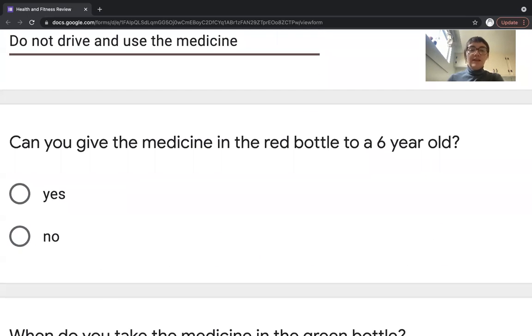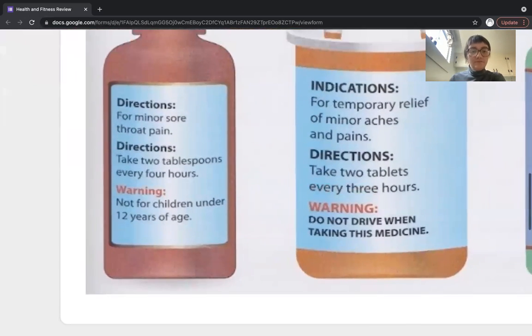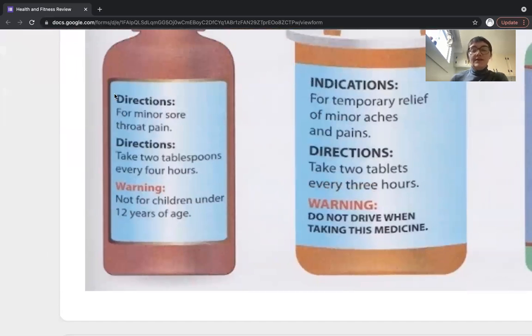All right, the next question: can you give the medicine in the red bottle to a 6-year-old? So we're going to look at the red bottle. Here are the directions for minor sore throat pain. That doesn't say anything about who can take it. Directions: take 2 tablespoons every 4 hours. And then down here, warning: not for children under 12 years of age.